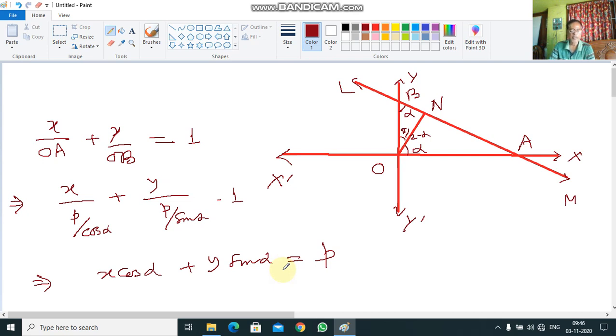In equation 1, the value of p is always positive and 0 less than alpha less than 360 degrees.